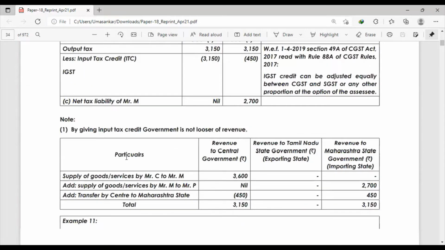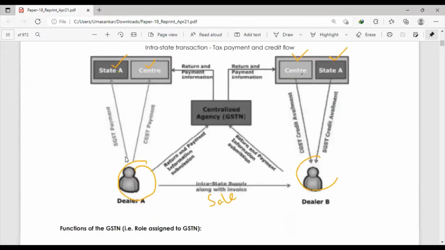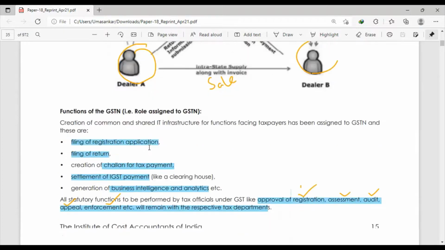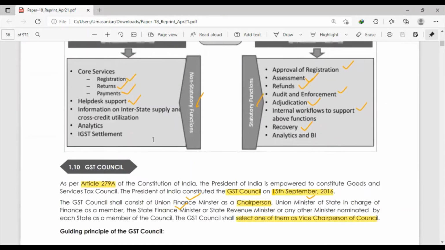Next, what we studied yesterday, all this we studied the day before yesterday. Yesterday, we studied what is GST. GST, I have already said, is a technology backbone for capturing, processing, and exchange of information. We have taken this chart also for help of our understanding. We also studied the functions of GST: filing of registration application, filing of returns, challan for tax payments, settlement of IGST payment, business intelligence, analytics. All these things we have already gone through.